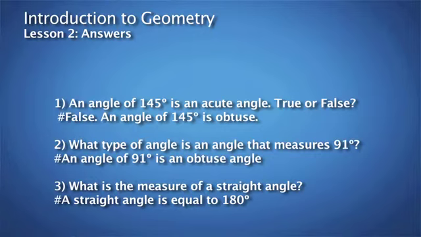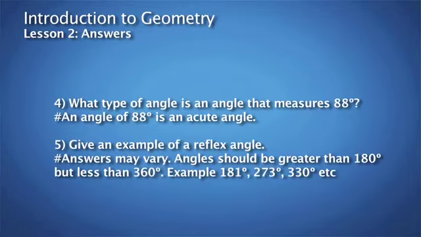Question 3. What is the measure of a straight angle? The measure of a straight angle is 180 degrees. Question 4. What type of angle is an angle that measures 88 degrees? An angle that measures 88 degrees is an acute angle. Question 5. Give an example of a reflex angle. In question 5, the answers will vary because it depends on the angle you choose.